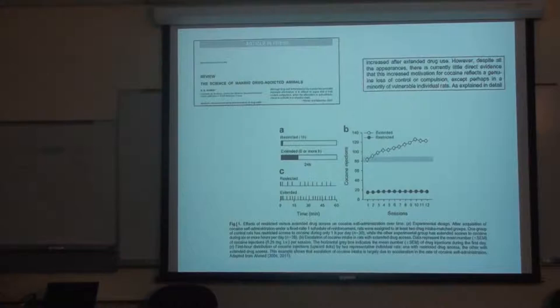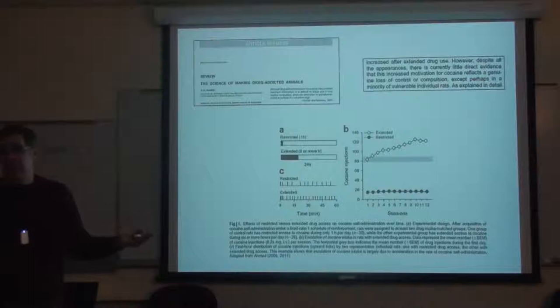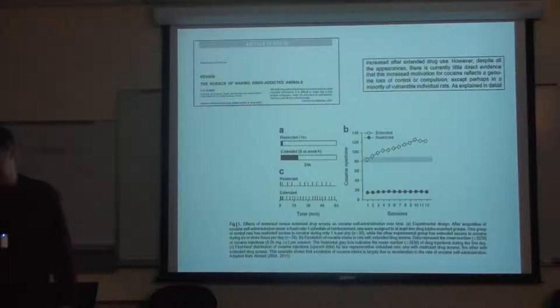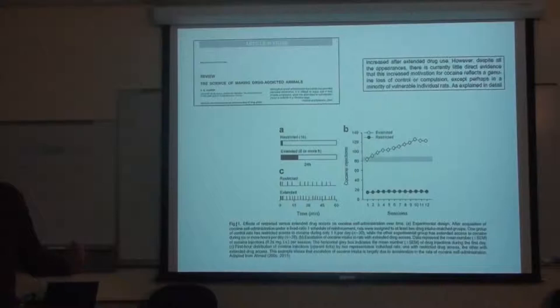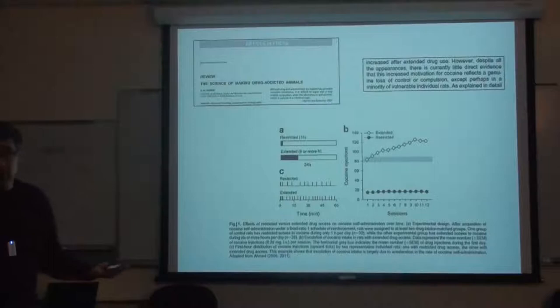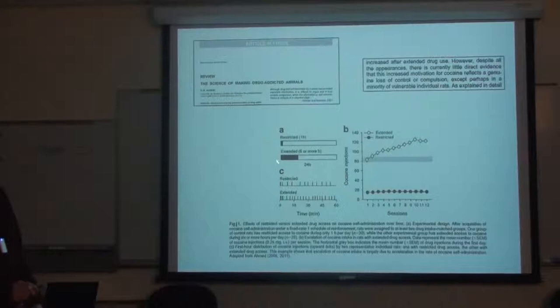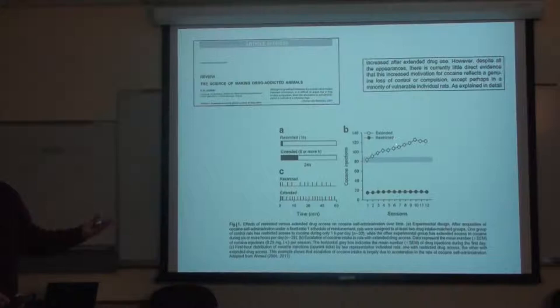If I showed you alcohol self-administration, it would look very much like this. They take just about the same amount of drug every single day, the more experience they've had with it. People have noted that that's a problem. It doesn't really model addiction. And so there have been attempts to look at a different model for self-administration in animals, and that's what this graph is showing you. Quite simply, all they do is let the animals have 6 hours of access.